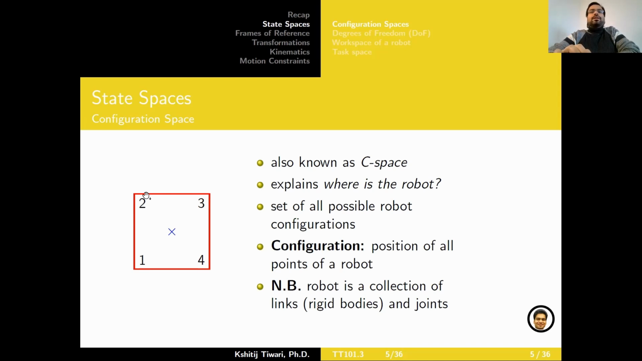Robots are typically considered as a collection of links or rigid bodies and joints. Joints help connect various links to each other. And because of this rigid body assumption, if you understand point 1 and point 2, you don't need to worry about the points in the middle so much because the body does not deform. So if you know the position of this, you know the position of this, the points along the edge would be collinear, right? So it simplifies the assumption and reduces the dimensionality of the C space by using the rigid body assumption.